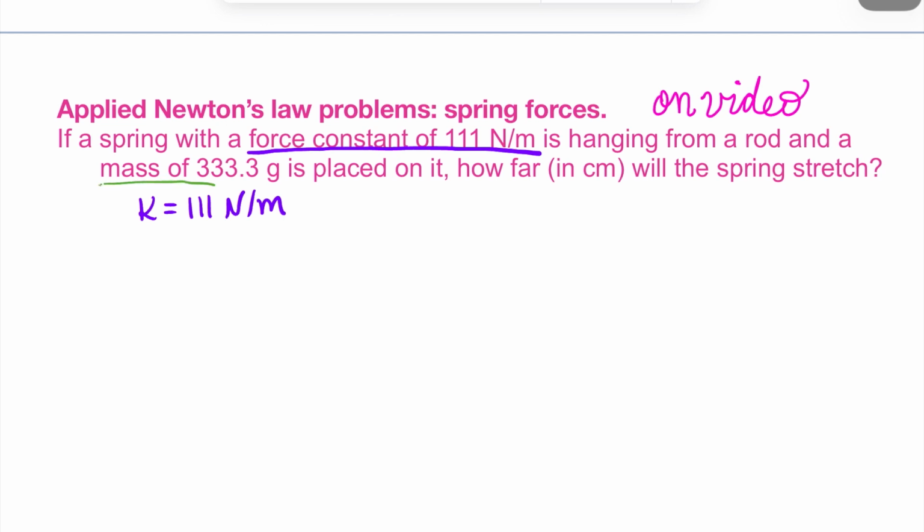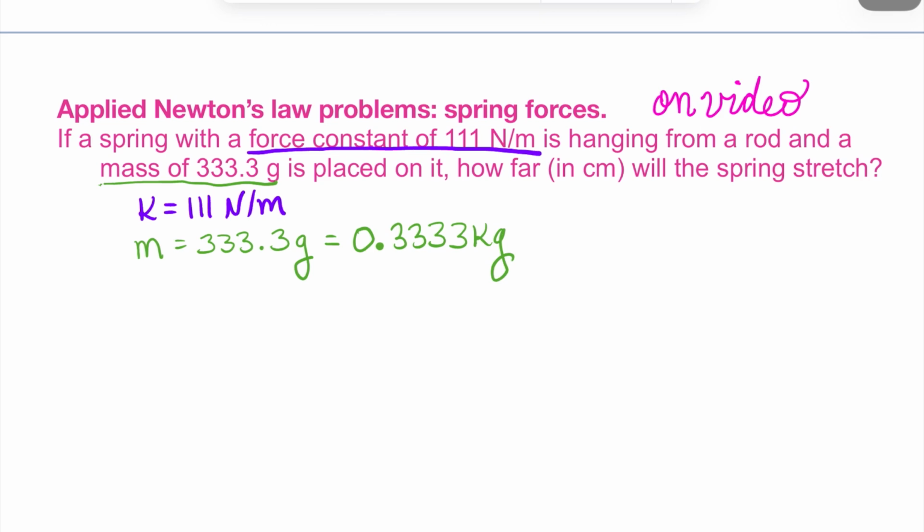So I'm given a force constant, that's k, and I'm given a mass, and I'm going to note that I'm given that mass in grams. I am going to straight away convert that mass from grams into kilograms because I want to be dealing with everything in SI units, and it's easy to forget a conversion like that.